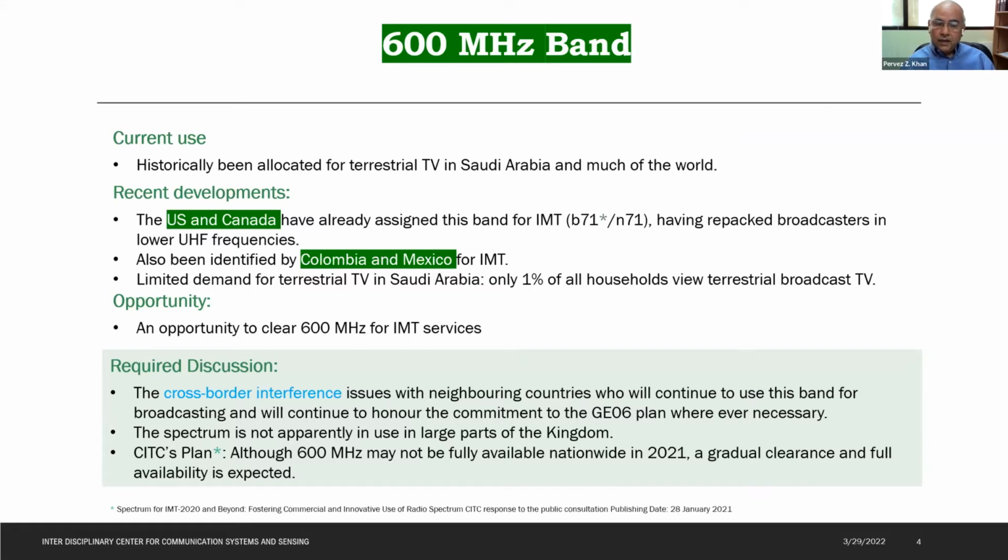But when you start allocating the 600 megahertz band for IMT services, you need to look into the related issues and problems. The first one is that maybe you are willing to go for the 600 megahertz band for IMT services, but your neighboring country may not be interested or may not be ready. And the approval of ITU is also required. CITC's plan is that the 600 megahertz band will be available partially in 2021, but with gradual clearance, it will be deployed Kingdom-wide. This is their published plan.